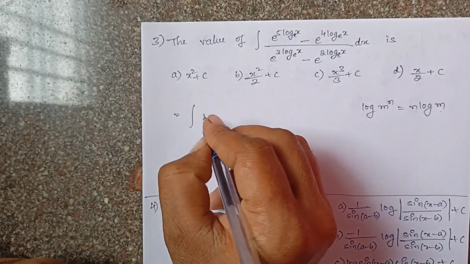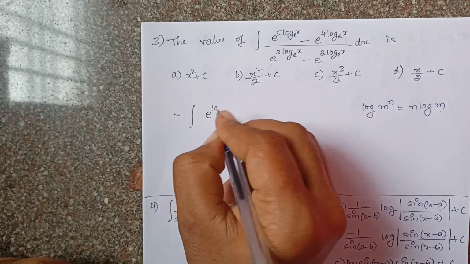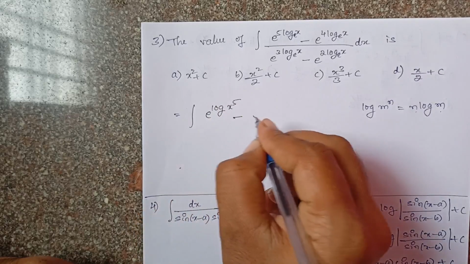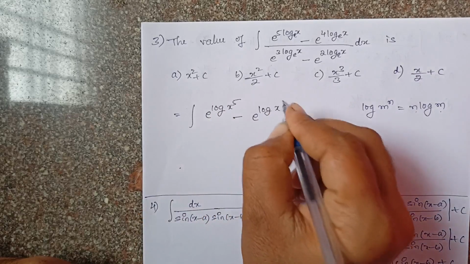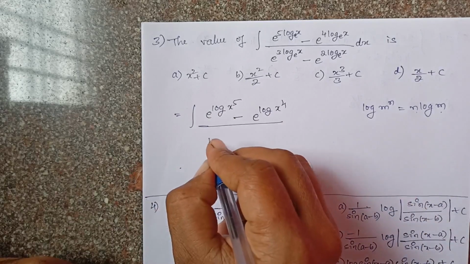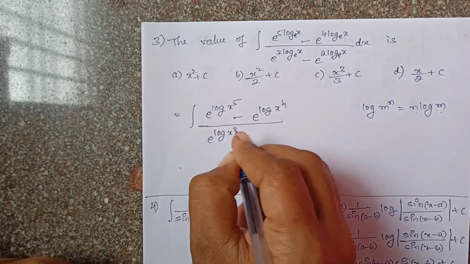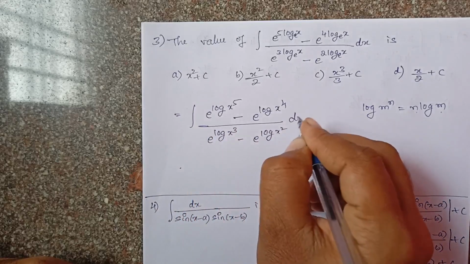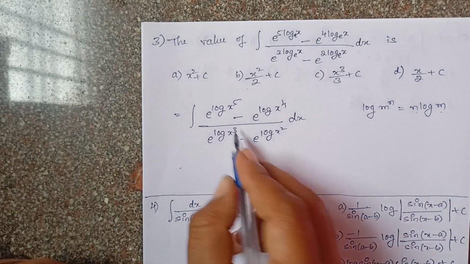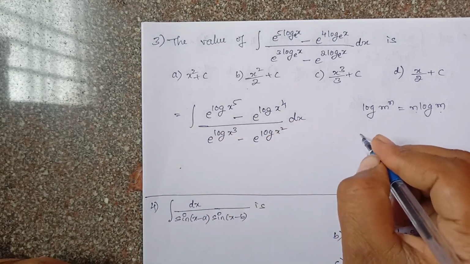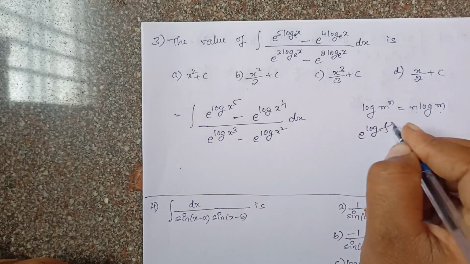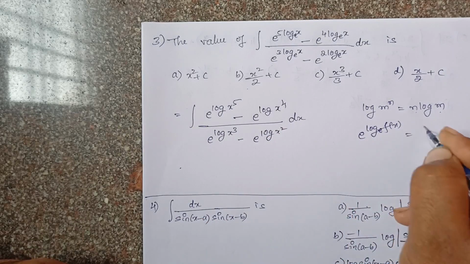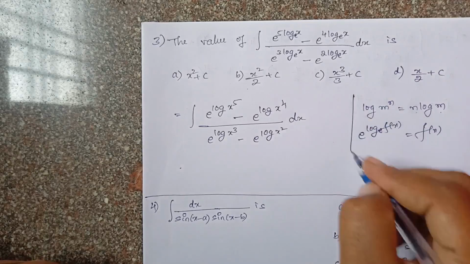So this is integration of (e raised to log of x raised to 5 minus e raised to log of x raised to 4) divided by (e raised to log x cube minus e raised to log x square) into dx. Now these terms are in the form e raised to log of f of x to the base e. Logarithmic base and this base both are same, means this can be written as f of x. These two are the formula.